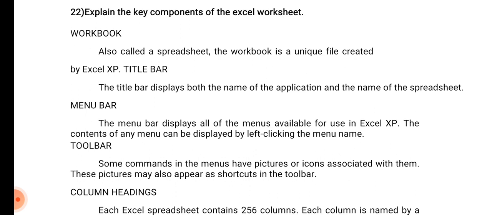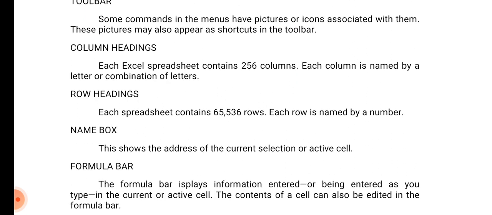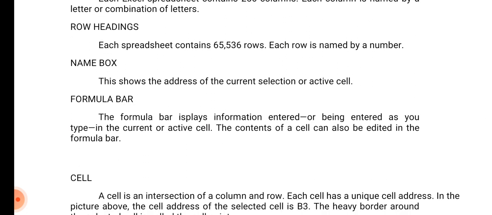Toolbar. Some commands in the menus have pictures or icons associated with them. These pictures may also appear as shortcuts in the toolbar. Column heading. Each Excel spreadsheet contains 256 columns. Each column is named by a letter or a combination of letters. Row headings. Each spreadsheet contains 65,536 rows. Each row is named by a number. Name box. This shows the address of the current selection or active cell. Formula bar. The formula bar displays information entered or being entered as you type in the current or active cell.